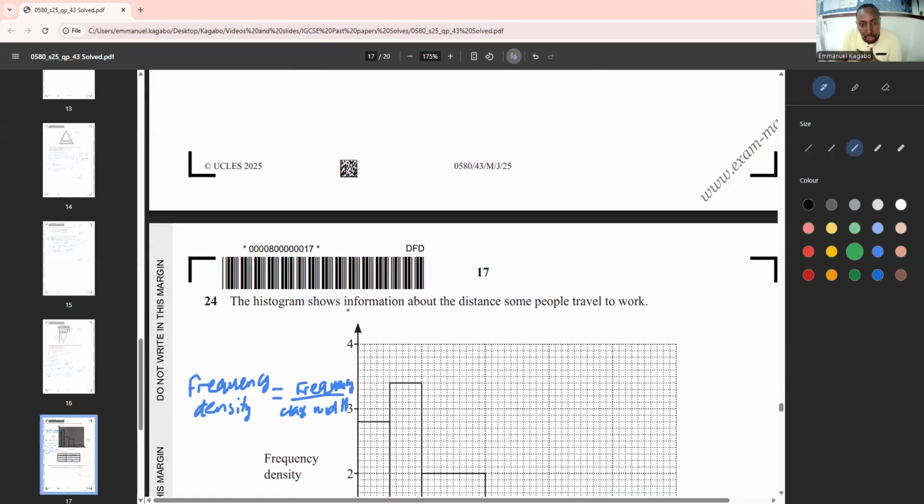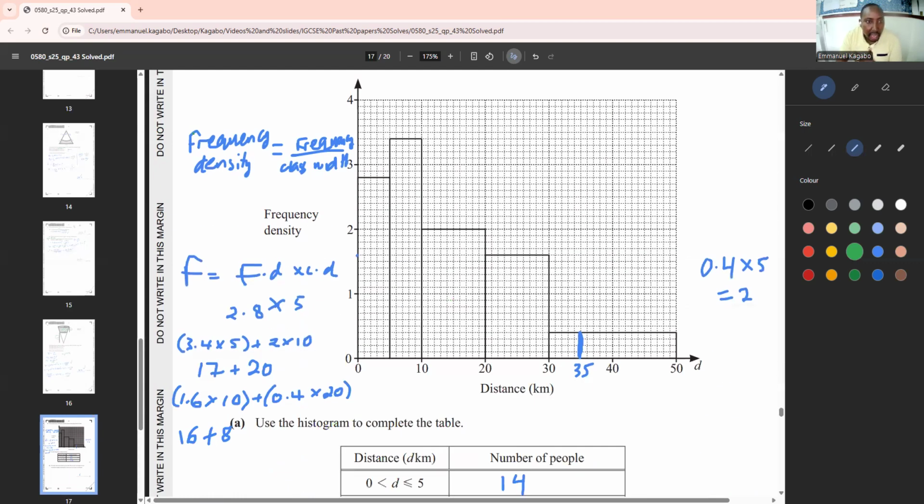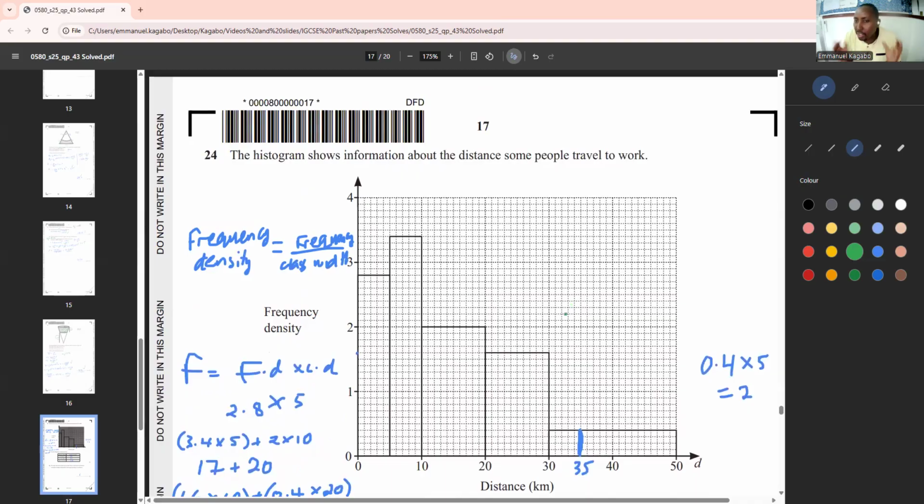The histogram shows the information about the distance some people travel to work. Okay, this is the histogram. Now, before I proceed, they talked about histogram.